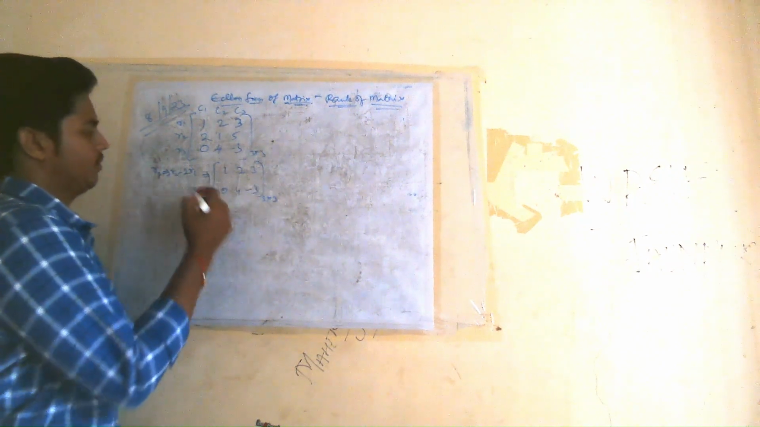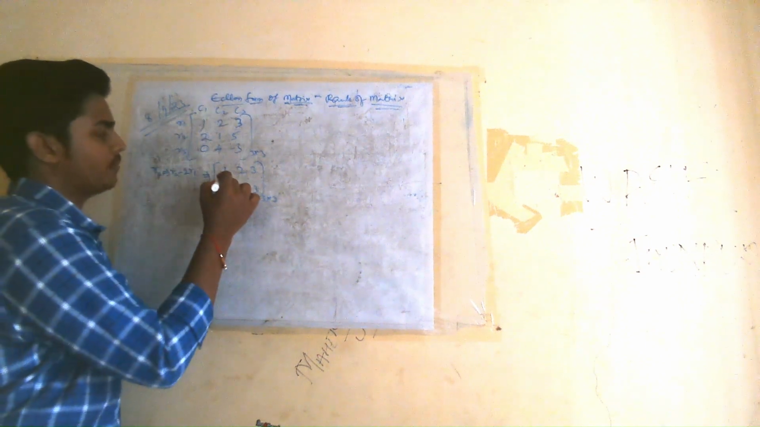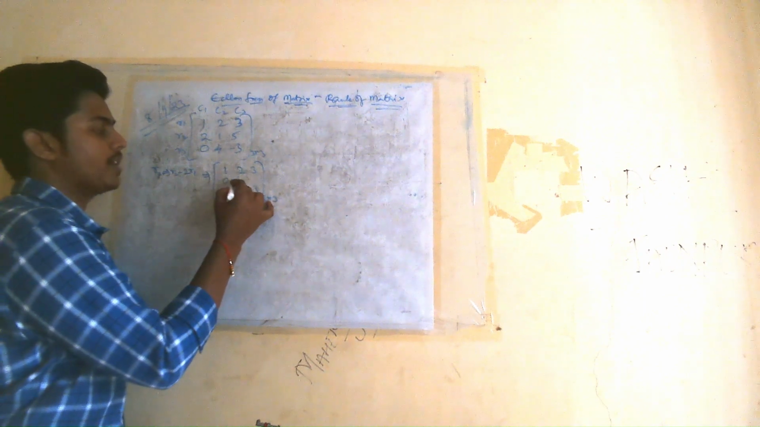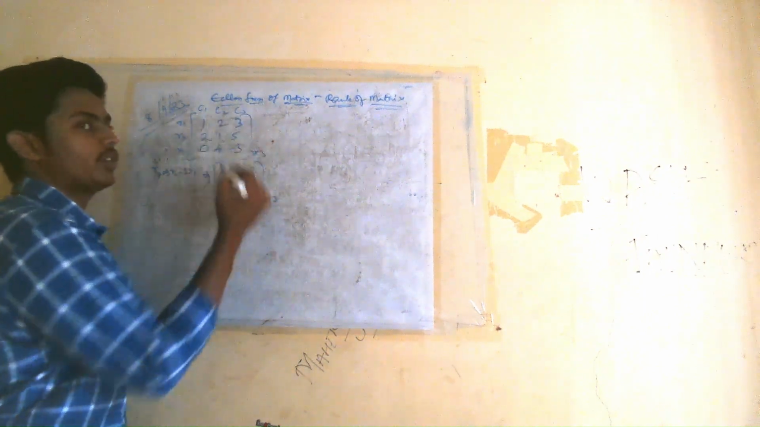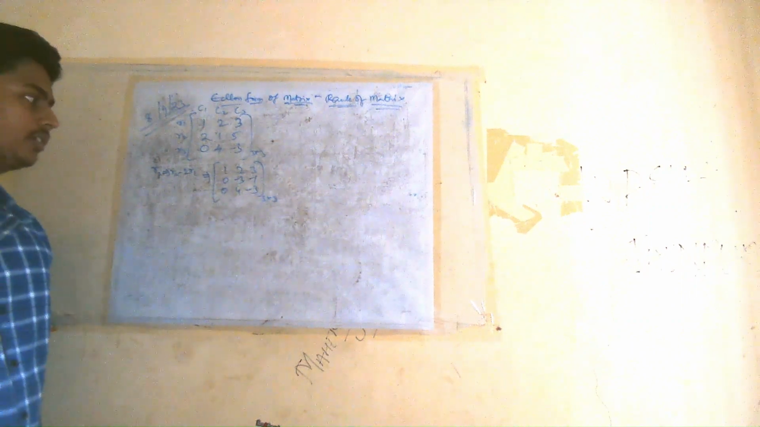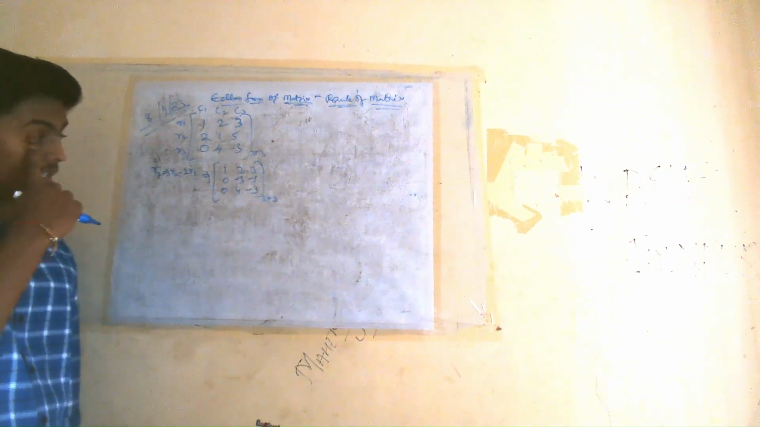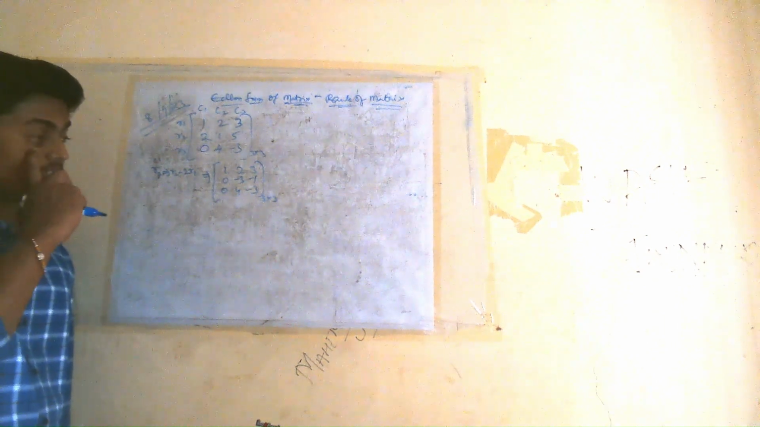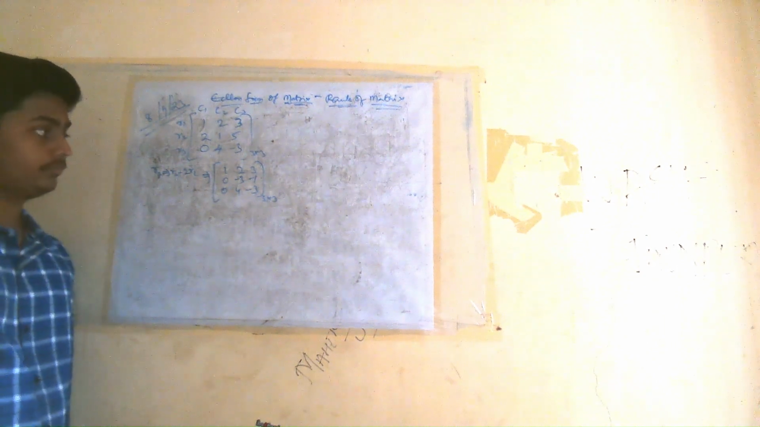So your R2: 2 minus 2 times 1 is 0, and 1 minus 2 times 2, that is 4 minus 3, and 5 minus 2 times 3, that is 6 minus 1. So this is what you got. Now see, I got 2 zeros and I want further zeros. Now what to do?